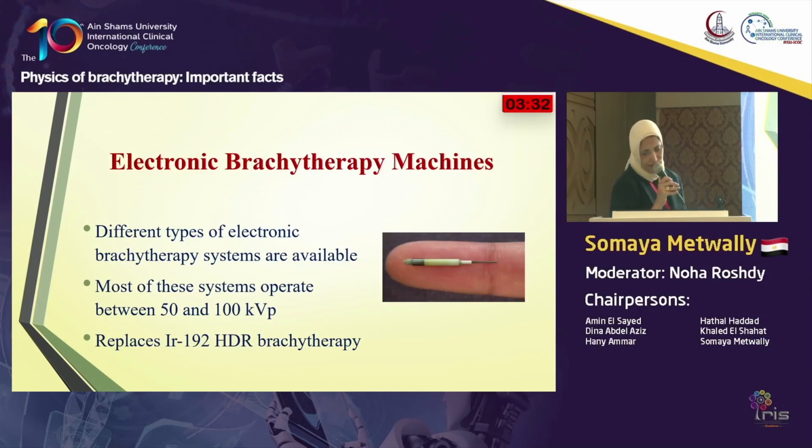Electronic brachytherapy machine, as you see, this is the small X-ray tube. This is inserted in a specific machine, and after that, we connect this machine with the patient by a transfer tube. Different types of electronic brachytherapy systems are available. Most of these systems operate between 50 to 100 kilovolt. So by this energy, I can replace iridium 192 high dose rate brachytherapy.